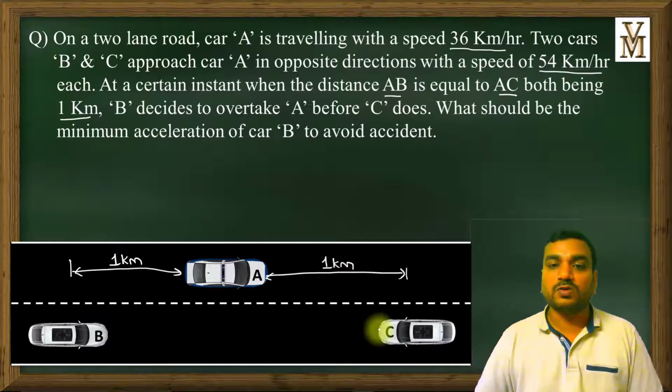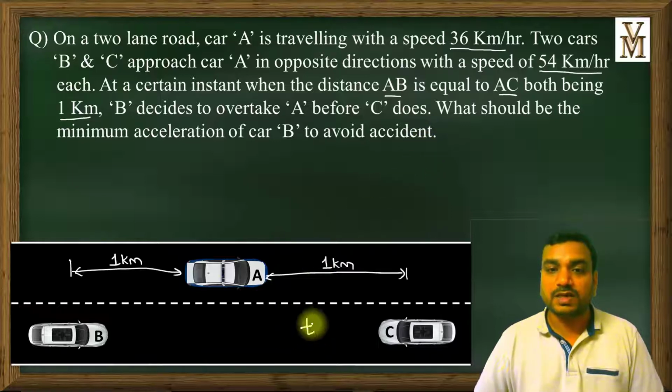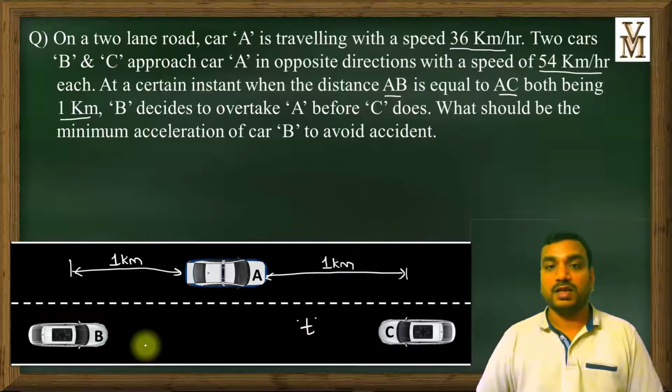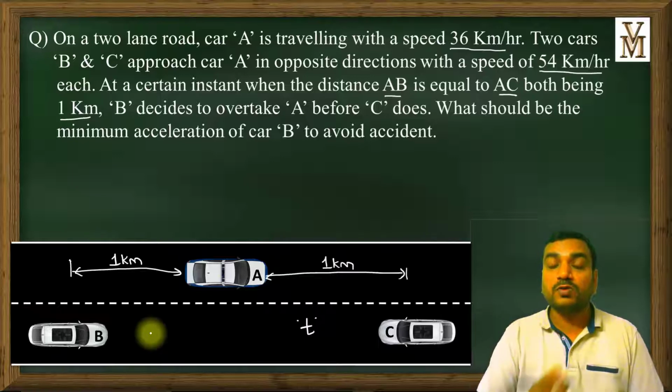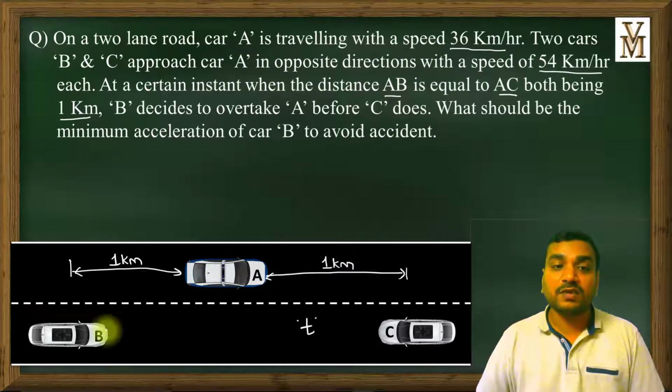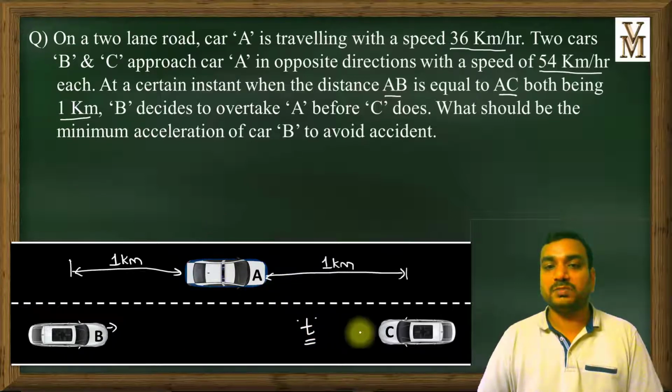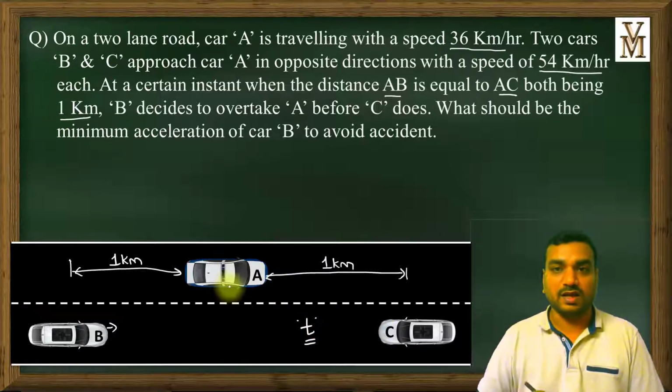So, first what do we have to do? We have to find the time taken by car C to cross car A. Then what we have to do? We have to find the acceleration required by car B to cross car A before time t seconds, or within time t seconds. So first we have to find the time taken by car C to cross car A.